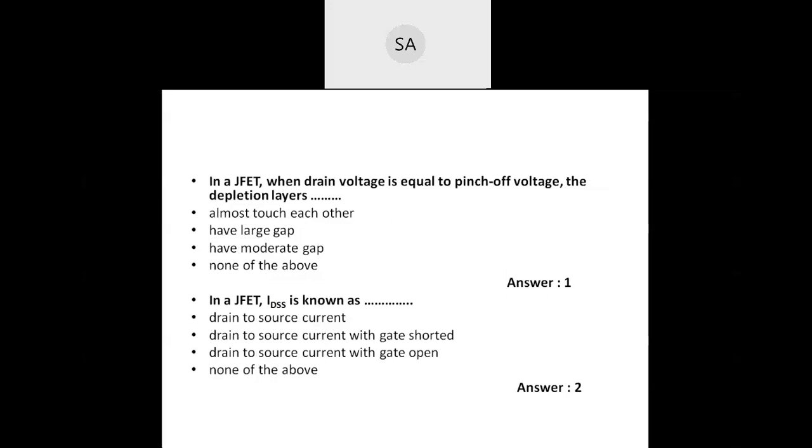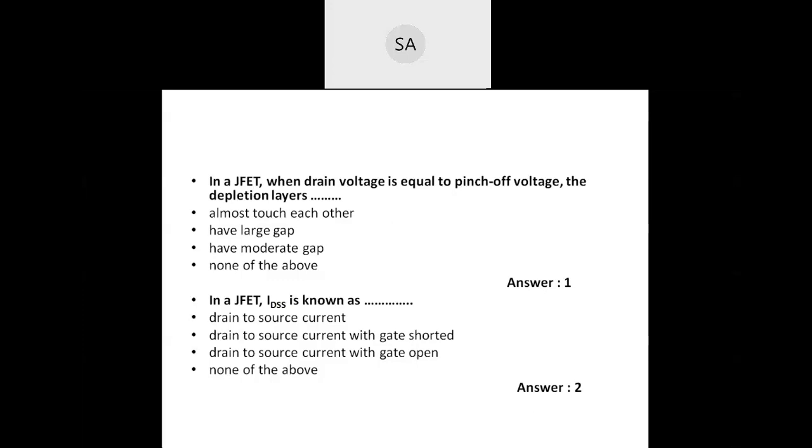In a JFET, when drain to source voltage is equal to pinch off voltage, the depletion layers almost touch each other, have a large gap, have a moderate gap, or none of them. Whenever VDS is equal to VP, as we already discussed and showed in the diagram, both the depletion layers touch together. So the answer is the first one.